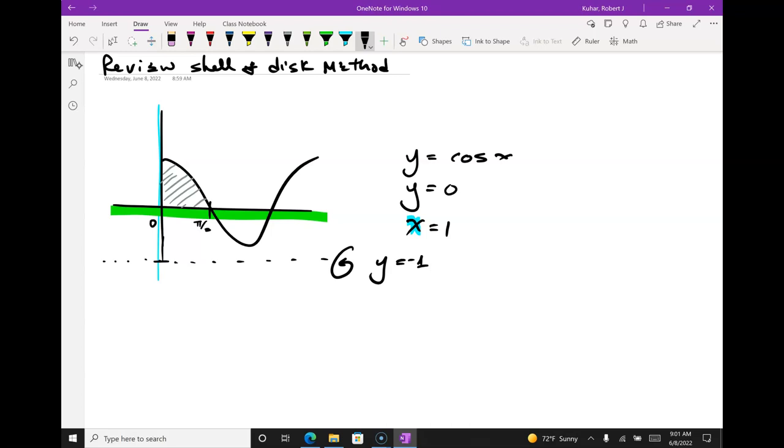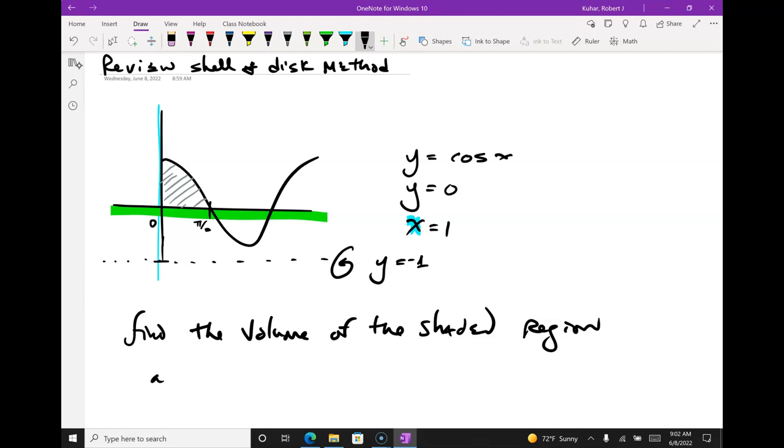And so we want the volume, right? So find the volume of the shaded region about y equals negative 1. So I didn't tell you, is this a shell or a disk, right? Typically, excuse me, I do.